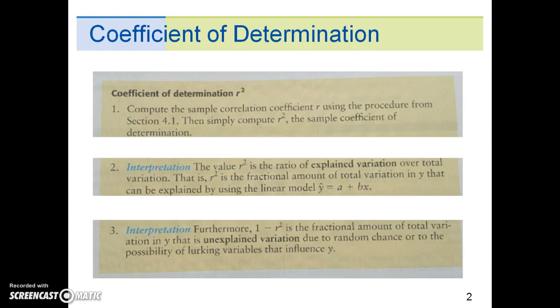Further interpretation suggests that 1 minus r squared is the fractional amount of total variation in y that is unexplained variation due to random chance or to the possibility of lurking variables that influence y.